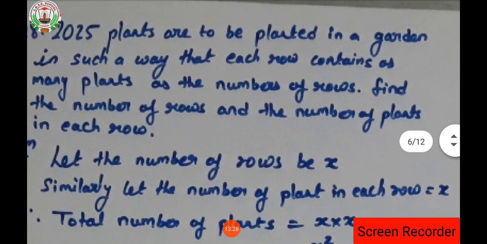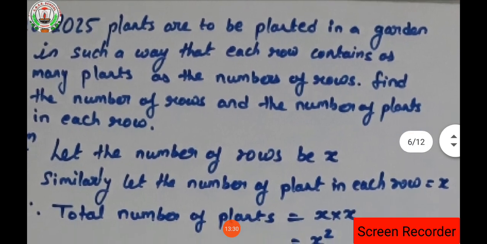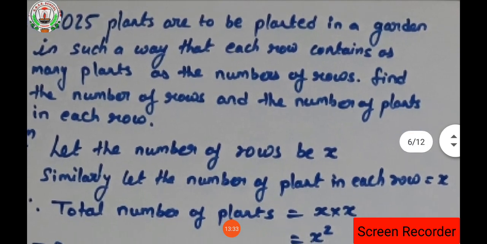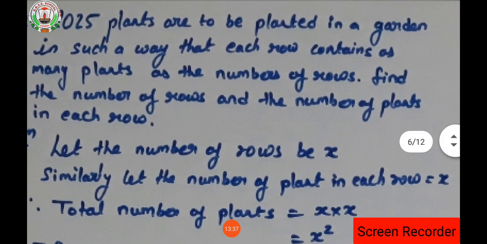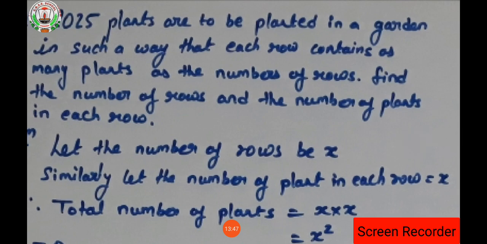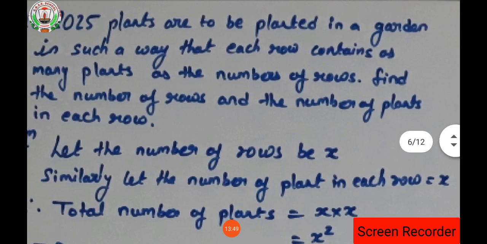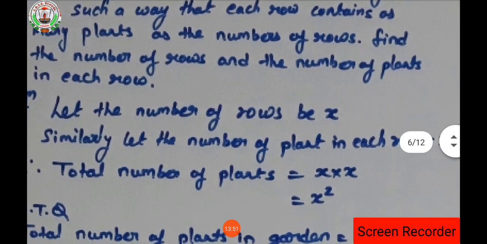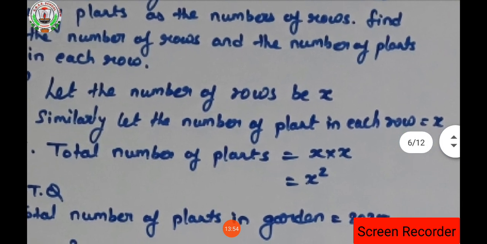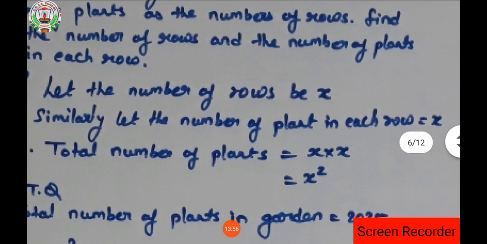Clear? Now the next question, number 8. It is said that 2025 plants are to be planted in a garden in such a way that each row contains as many plants as the number of rows. Find the number of rows and the number of plants in each row. Okay, this is the question. So let the number of rows be x. Similarly, let the number of plants in each row be x. So the total number of plants is x into x, which is x square, isn't it?